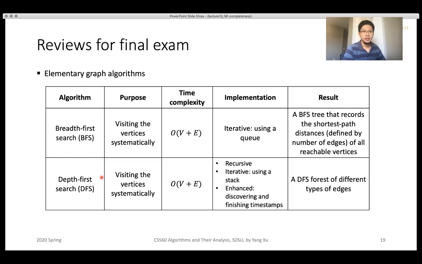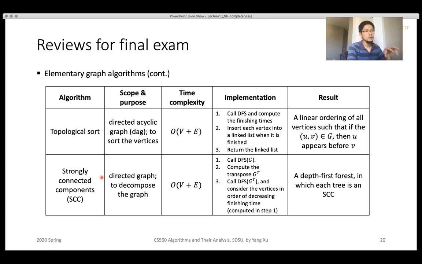The table on this slide summarizes the purpose, time complexity, implementation details, and results of breadth first search (BFS) and depth first search (DFS). These two are the core contents of the elementary graph algorithms we covered in this course. And the table on the next slide summarizes the topological sort algorithm and the algorithm for computing the strongly connected components, SCC. These are built on top of the DFS algorithm on the previous one.